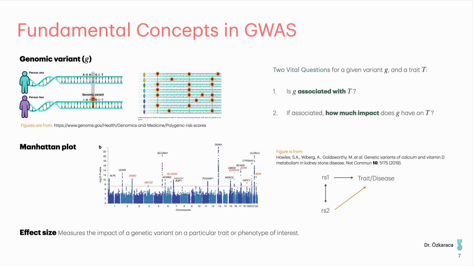First, genomic variants. A genetic variant is a location in the genome that differs between individuals in a given population. For a given genetic variant location, we are interested in two questions. One, is the variant associated with a trait of interest? If yes, then how much does it impact the trait? For question one, these associations are often visualized in a Manhattan plot, where peaks indicate significant associations.